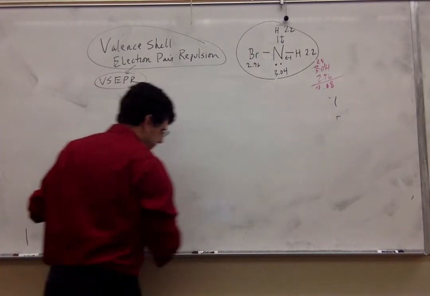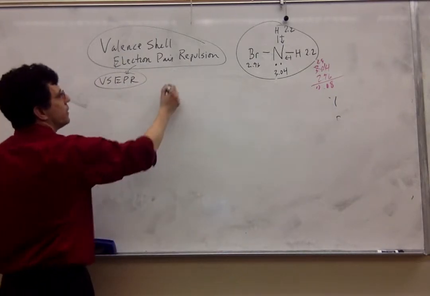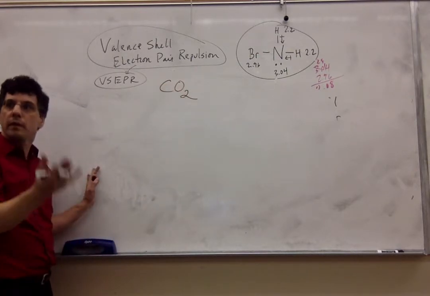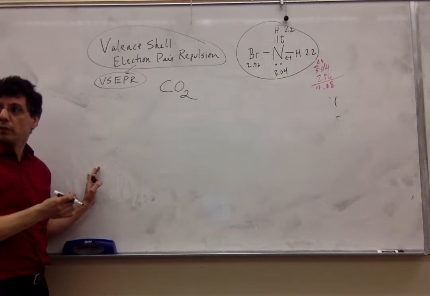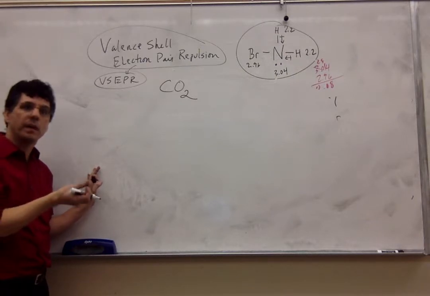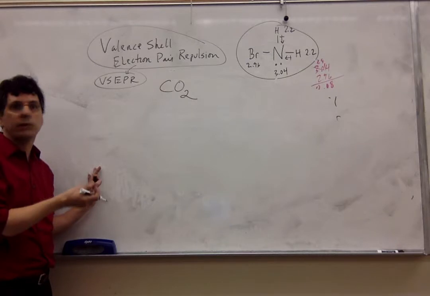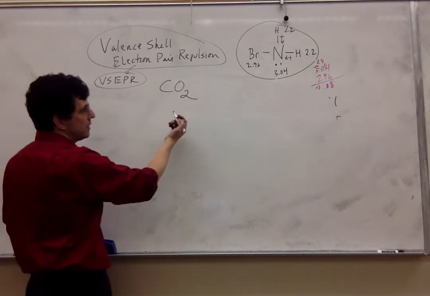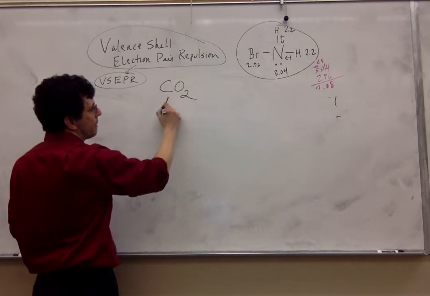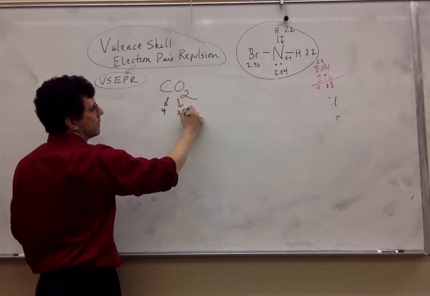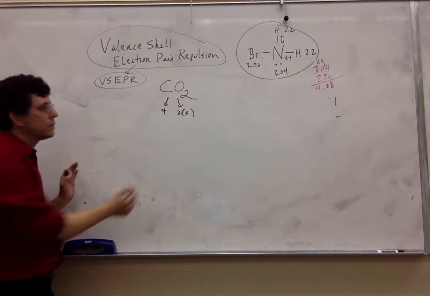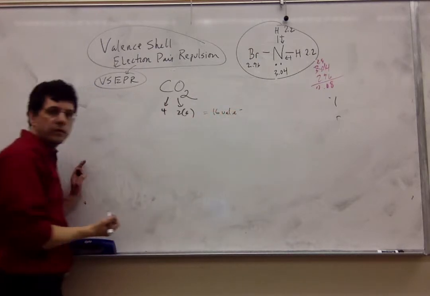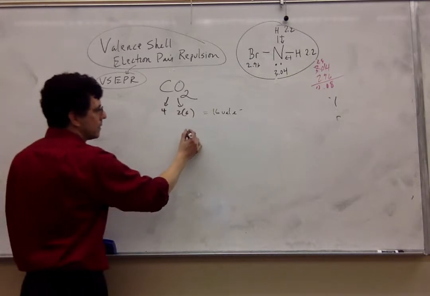So right now, if we just put up CO2, there's the formula. That's one aspect of structure: what are the atoms that make up the compound? Carbon and 2 oxygen. That's telling you structure. It's not three-dimensional, but it's telling you something. We've got 4 valence electrons from carbon, 6 each from the oxygens, for a total of 16 valence electrons.